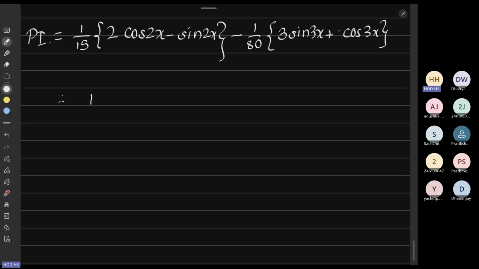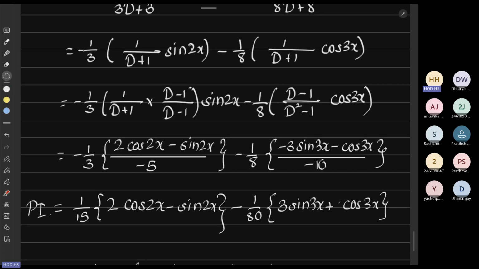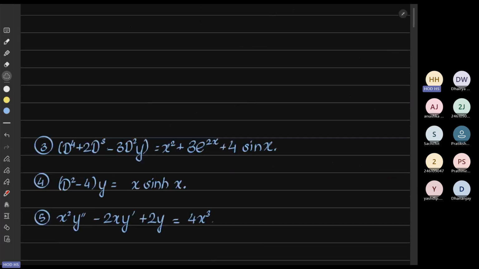So therefore the complete solution is y = CF + PI. I will leave this part for you guys to write down. We'll dive into the next example directly.